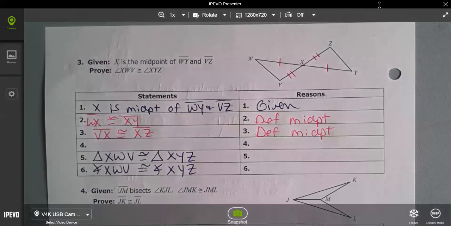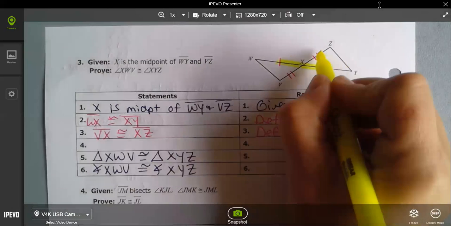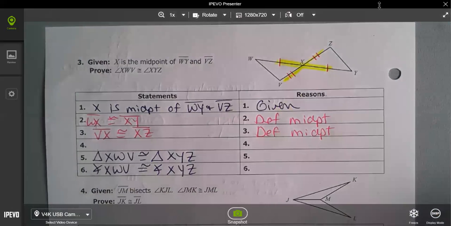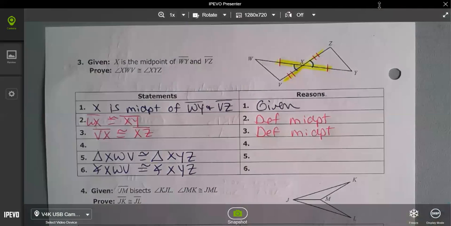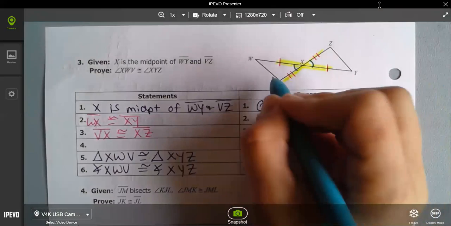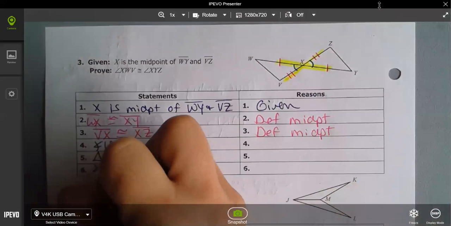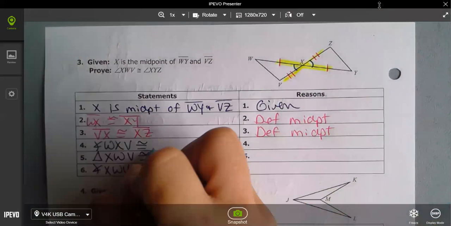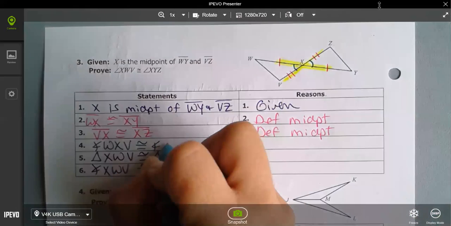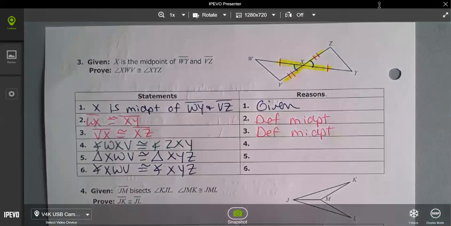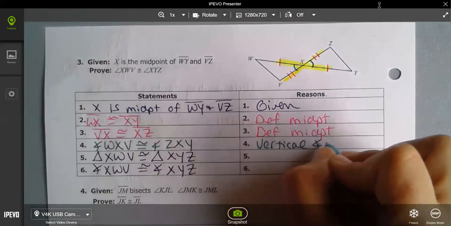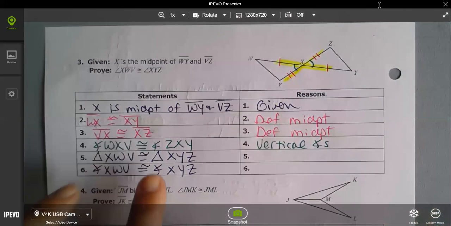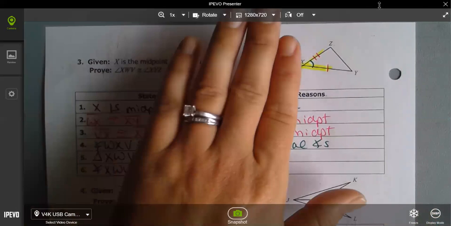What else do you see? You see that X right there? What do I know about those angles that are across from each other in an X? I know that they are equal or congruent to each other. So angle WXV is congruent to angle ZXY, because what are those called? Vertical angles. And now, do I have enough information to say that my triangles are congruent to each other?